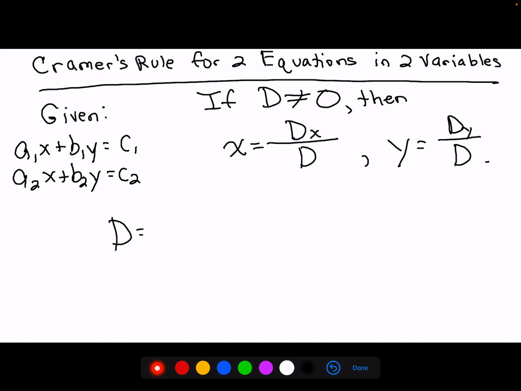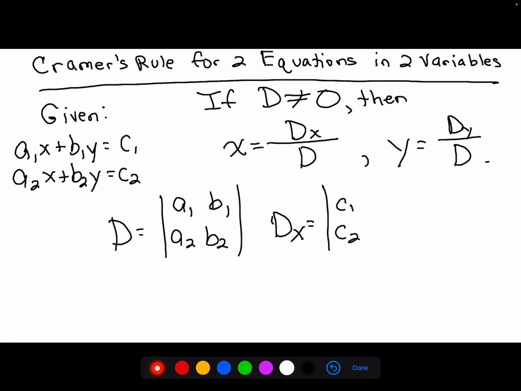D is the determinant of the matrix A1, B1, A2, B2. So that's those coefficients in front of x and y. D sub x is the determinant where you put C1 and C2 in the x column and keep B1 and B2 in the y column. And d sub y, you keep A1, A2 in the x column and then put C1, C2 in the y column.